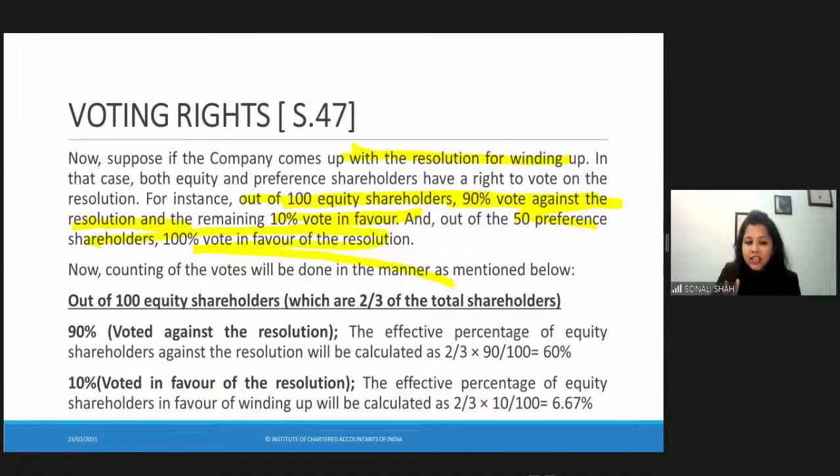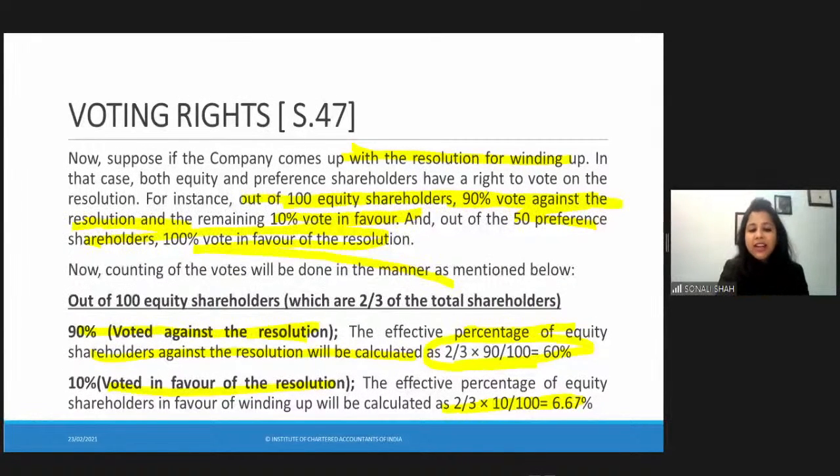So how do you determine this proportion? When you talk about 90% voted against the resolution, the effective percentage of equity shareholders against the resolution is 2/3 of this, so it is 60%. Similarly, the votes received in favor are 2/3 of 10 by 100, which is 6.67%. Because the equity shareholders comprise 2/3 of the total shareholders, their voting is in proportion to the shareholding they have, right?